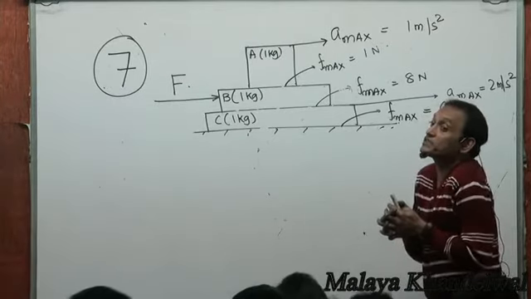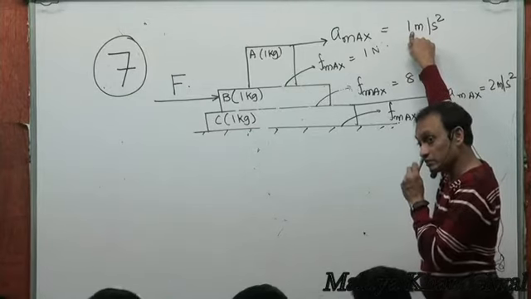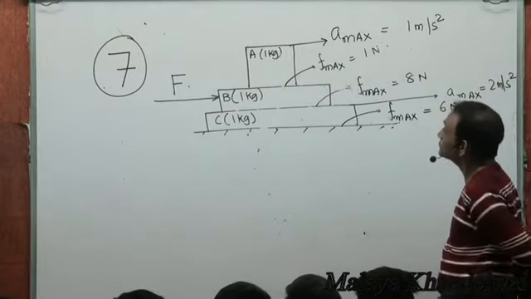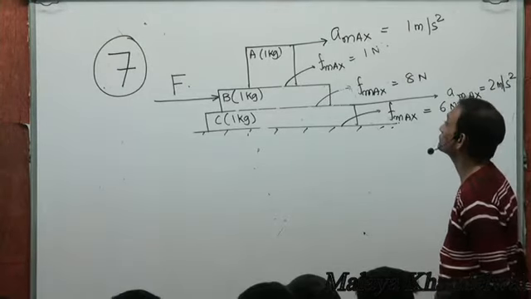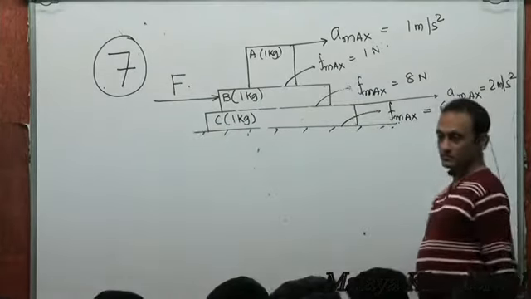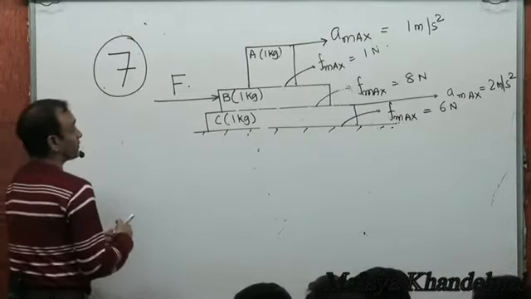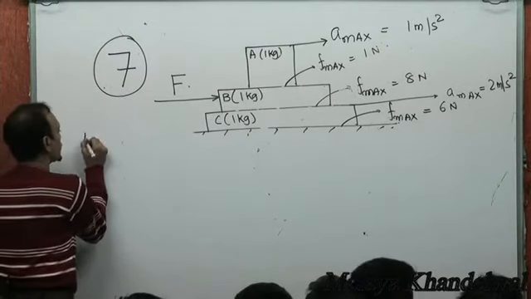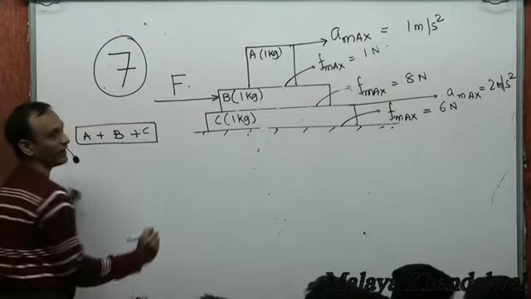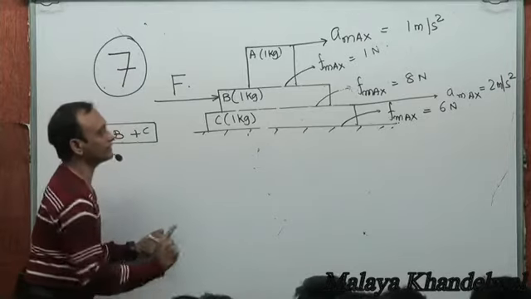Maximum common acceleration of the system 1 meter per second squared. Huh? They will not move together. Sir, if common acceleration is 1 meter per second squared, then common maximum force is 3 newtons. No, there is frictional force from the ground, F minus 6. So, see, they would move together, A plus B plus C, for a while they will move together.